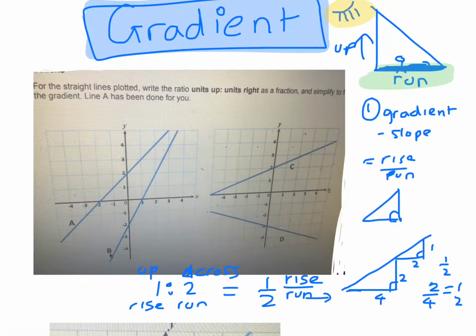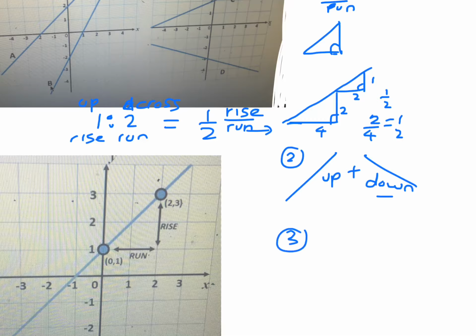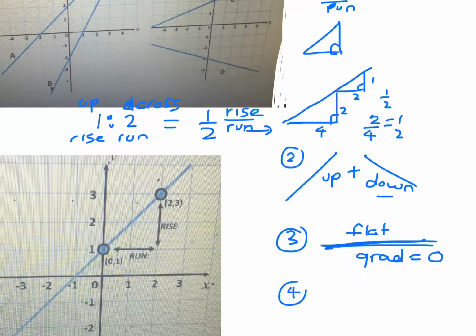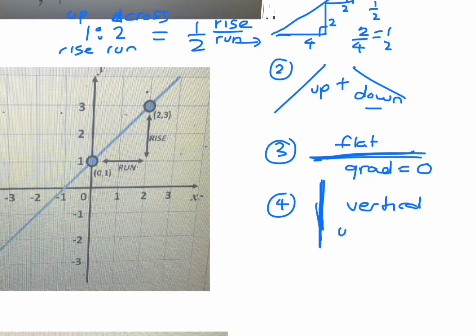The other thing you need to be really mindful of is whether it's going up. If it's going up, it has a positive gradient, but if it's going down, it will have a negative gradient. And just a couple of other things. A flat slope, the gradient is actually 0. And a vertical slope, often you're told that this is undefined, but it's only undefined because it actually has an infinite slope.